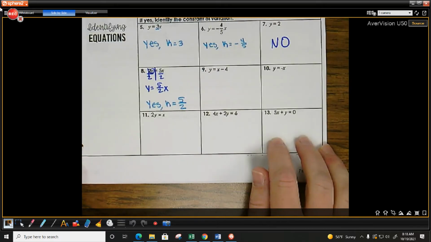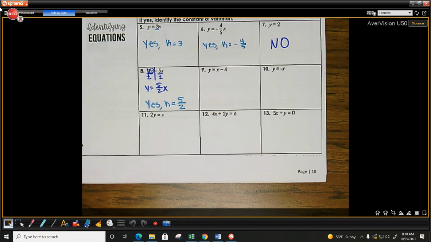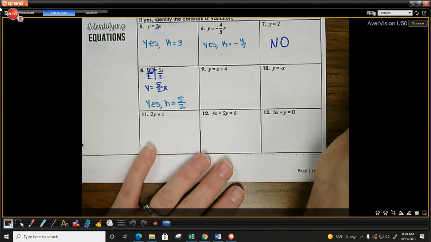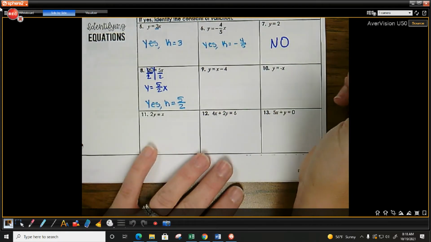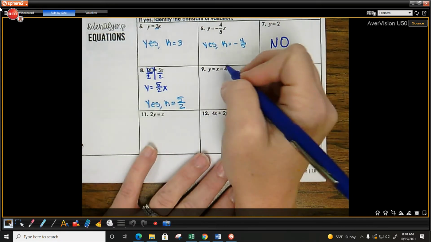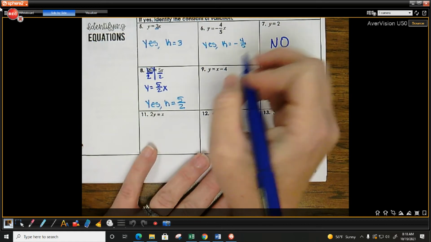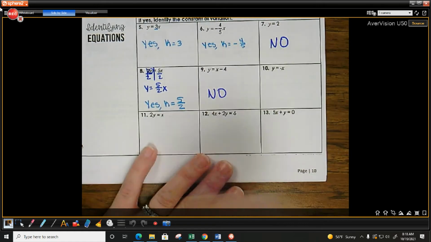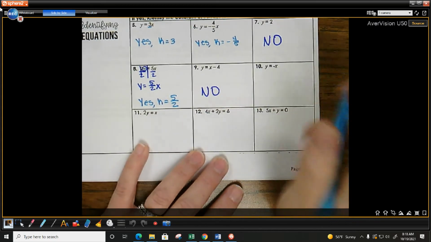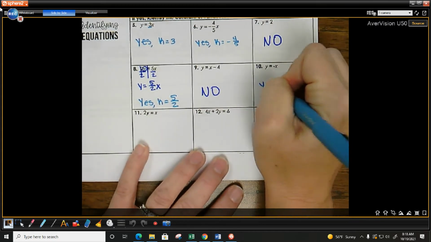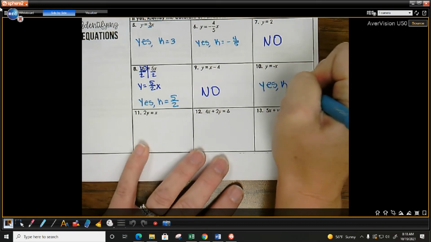Y equals kx. Is this in direct variation form? No. Is it already solved for y? Why is this not direct variation? You have a y-intercept that's not 0. You have a b. So this is no. Is this an example of direct variation? Yes. What's the k? Negative 1.